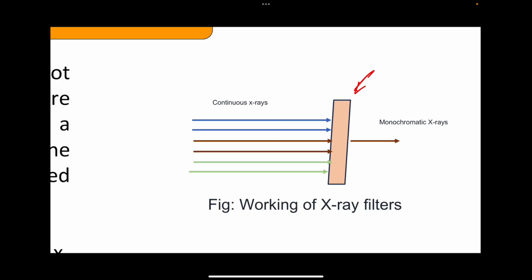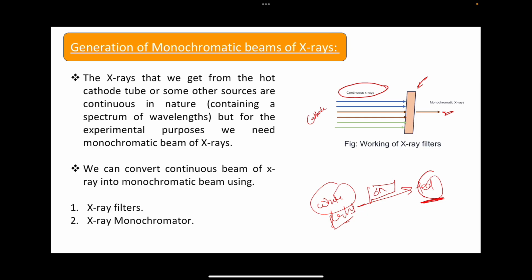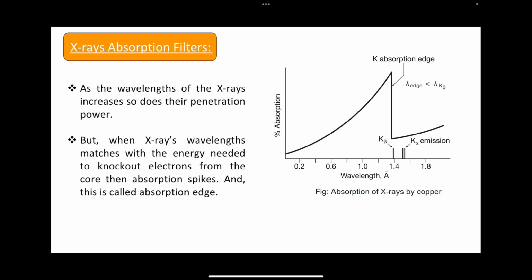So we are using a continuous X-ray source. Let's say this is the cathode tube, and we are getting X-rays. We pass them through the filter, and we get only the one particular wavelength that we needed. To convert this continuous beam of X-rays into monochromatic light, we use X-ray filters or X-ray monochromators. They are mostly optical devices or other materials as well, like graphite or crystals.